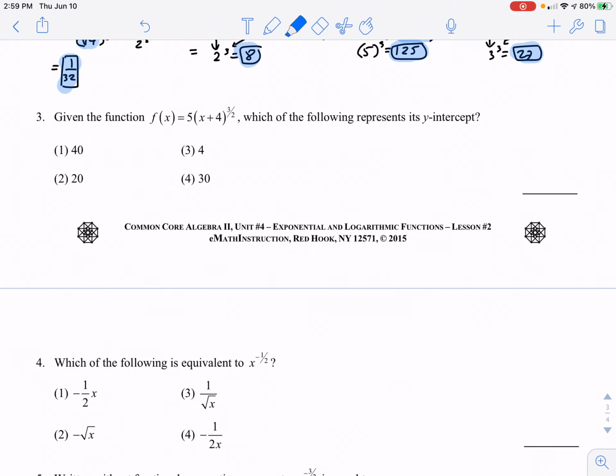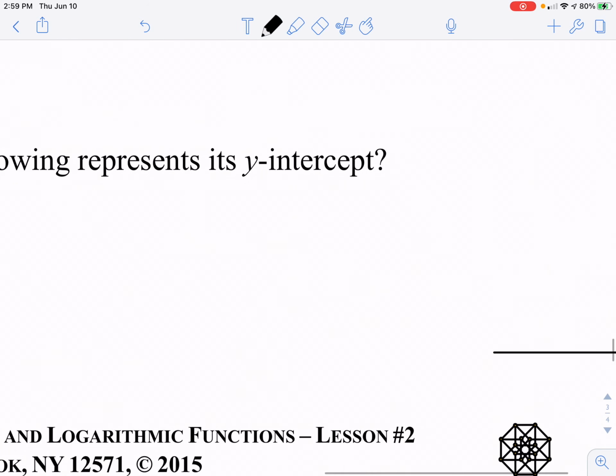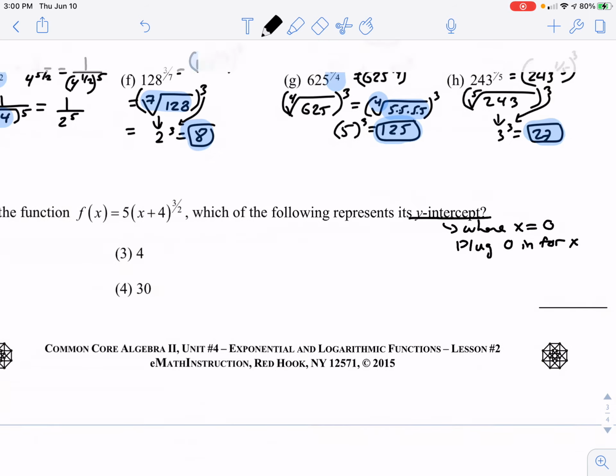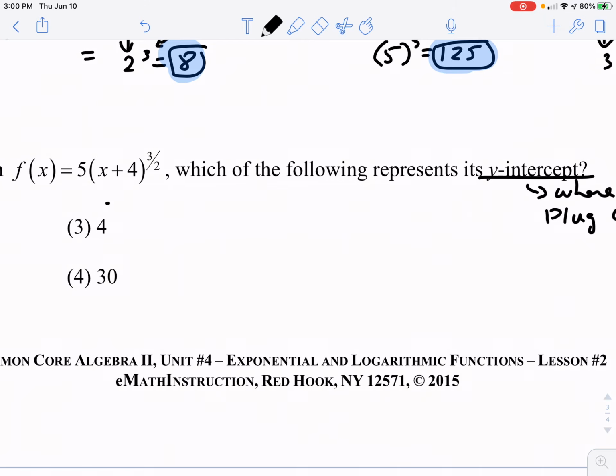Given the function f of x is equal to 5 times the quantity x plus 4 raised to the 3/2 power, which of the following represents its y-intercept? Remember, ladies and gentlemen, y-intercept is the location on the graph where x equals 0. So we will plug 0 in for x. So let's go to the function.